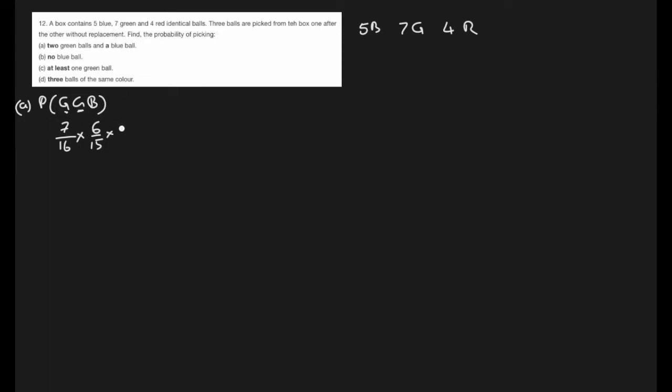Blue is 5. It has not been taken out. So all 5, but out of 14 this time. This is one case, but this blue can be anywhere, second ball or first ball, we don't know. So we'll have to write right here 3C1, to see that blue is at some place and that all sequences are taken care of.